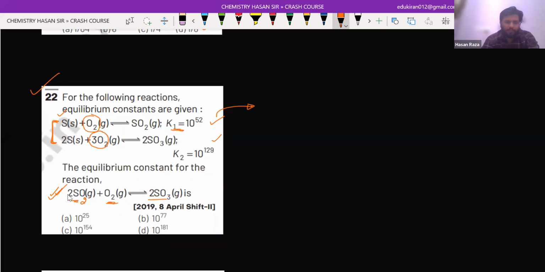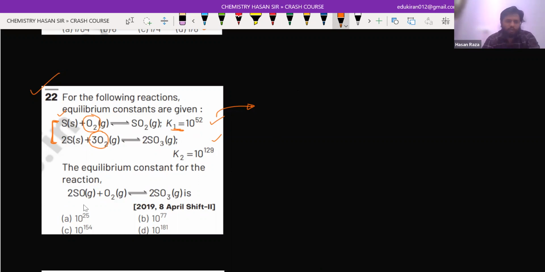SO2. If I write SO2, it will be SO2. There is a misprint. It will be SO2, because if there is 2SO, this reaction will not be balanced. And since it should be balanced, we are going to find the value of Kc.